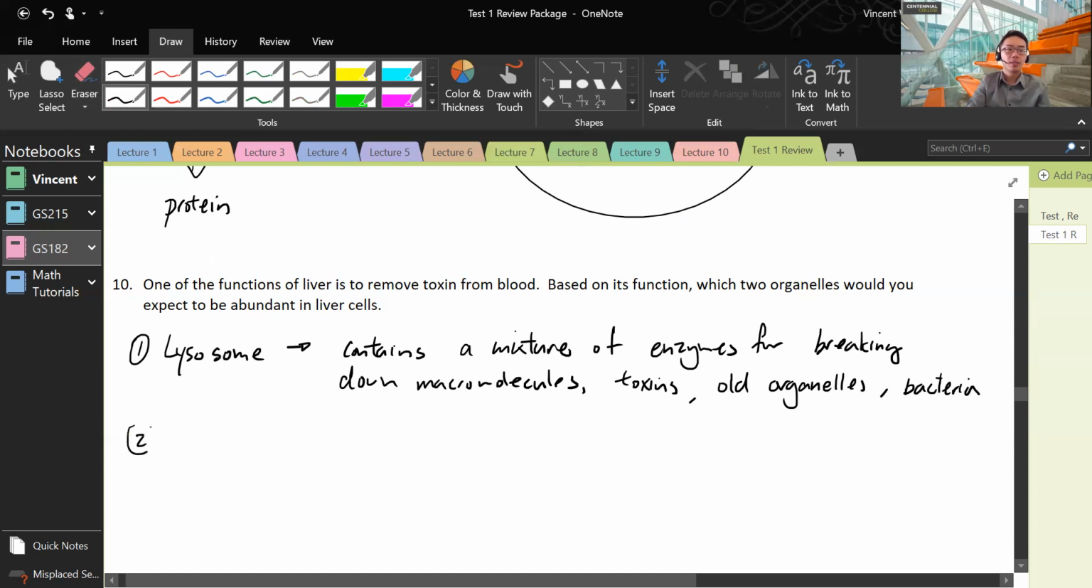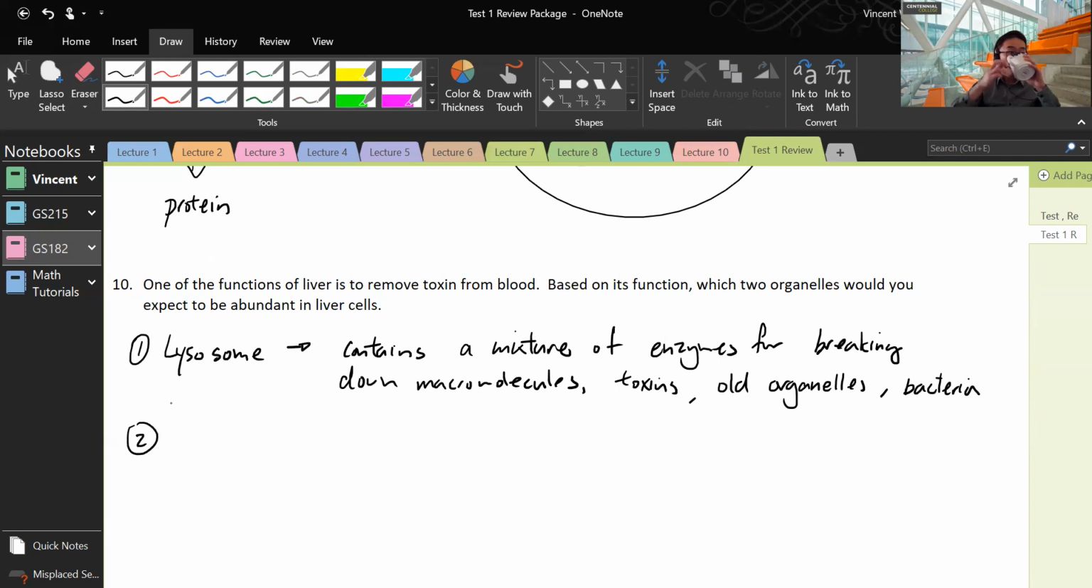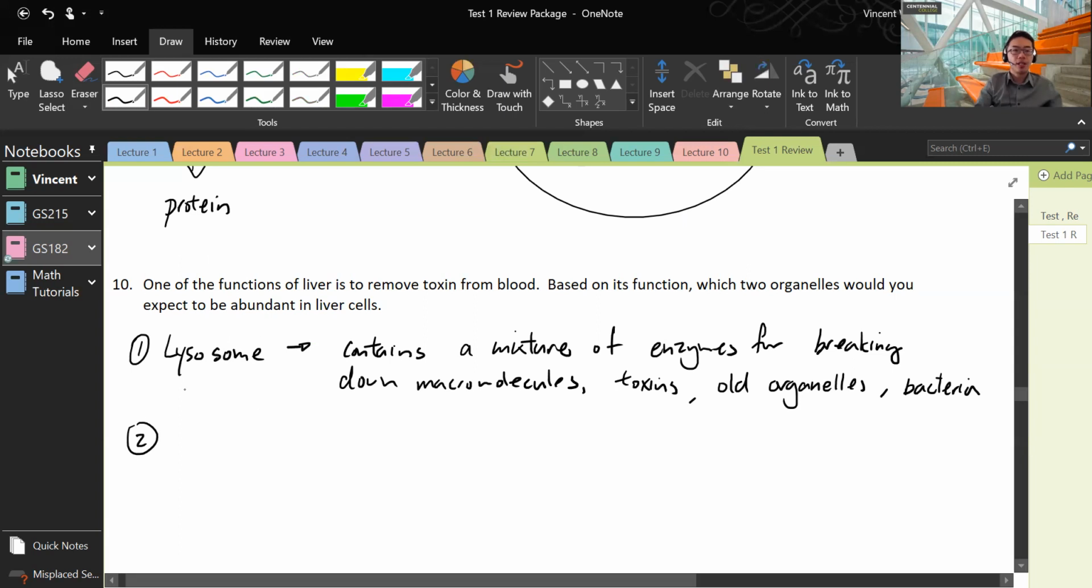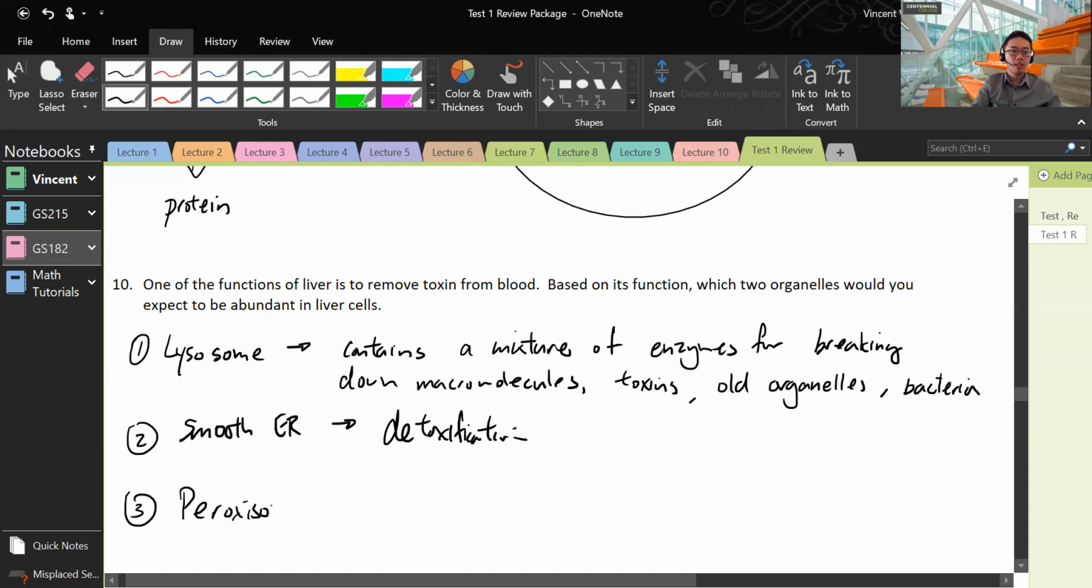What's another organelle that you would expect to have an abundance of? Yeah, Tyler and Hashana said smooth ER. That is definitely correct. Smooth ER. Right. That is involved in synthesis of lipids as well as detoxification, right? Detoxification. And you might also have a bit of peroxisomes as well.